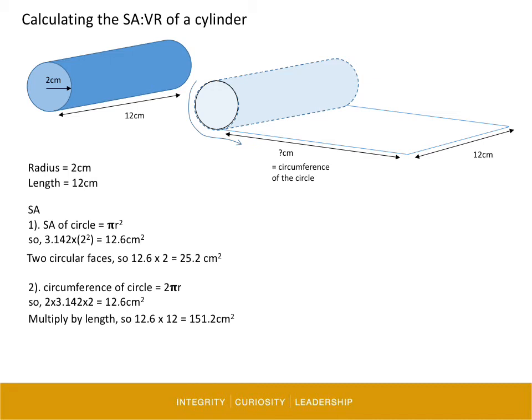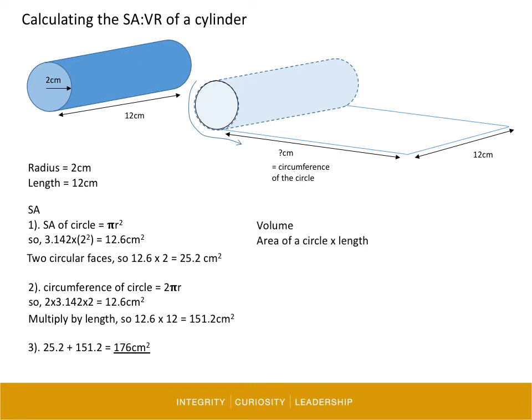So now we have the surface area of either end of the cylinder and the surface area of the body of the cylinder. So all we need to do next is just add those together. 25.2 plus 151.2 gives us a total of 176 centimeters squared for the surface area of that cylinder. So then we need to calculate the volume.